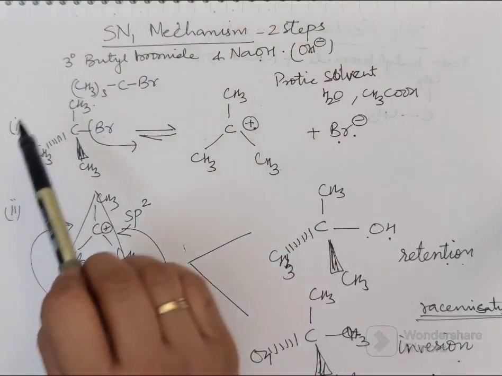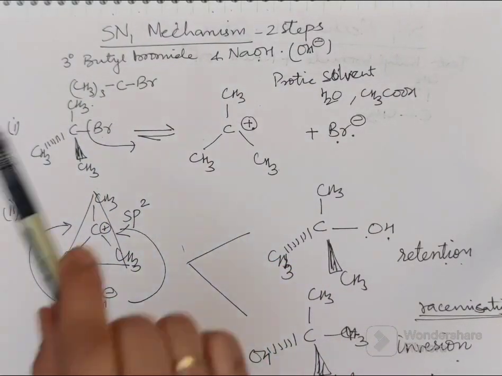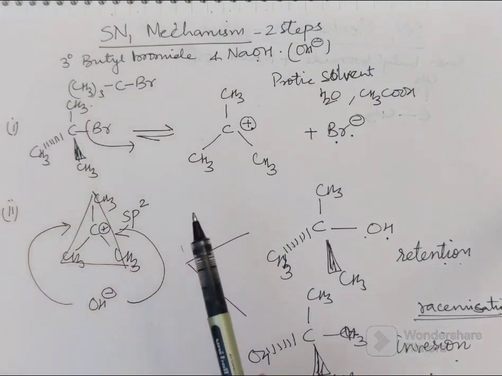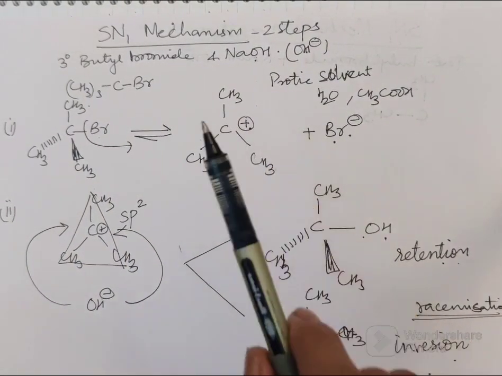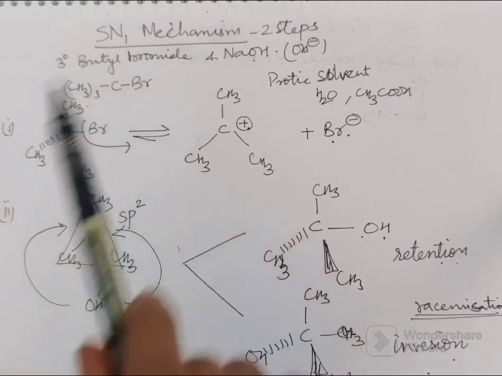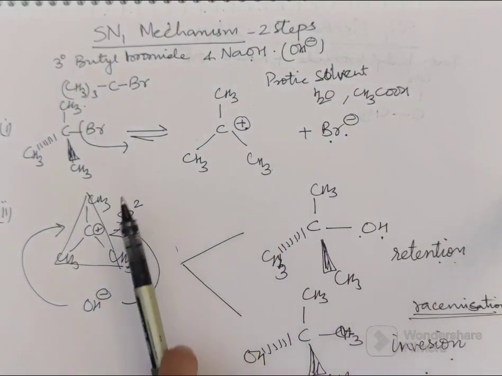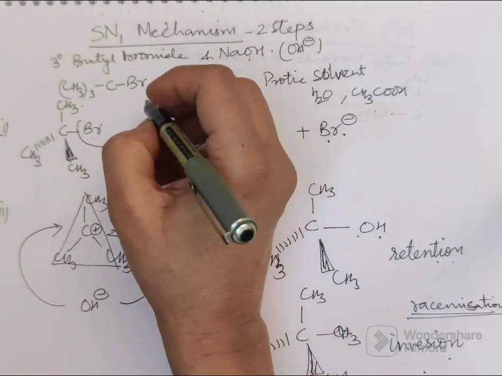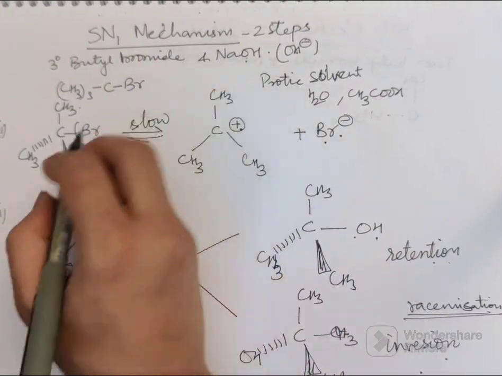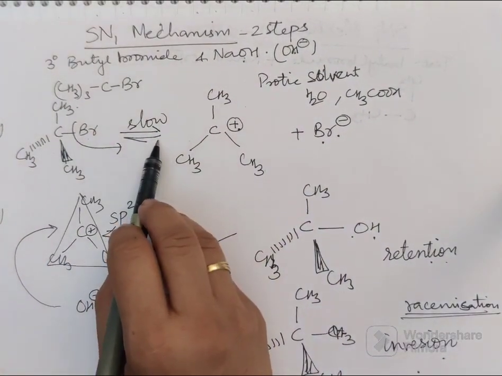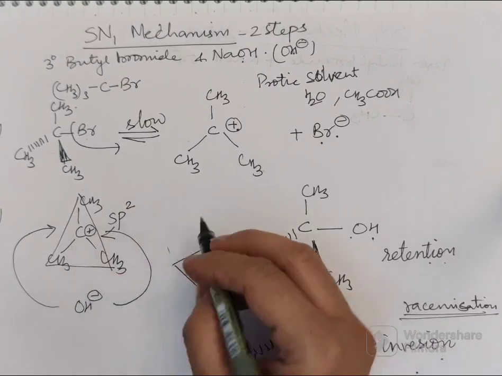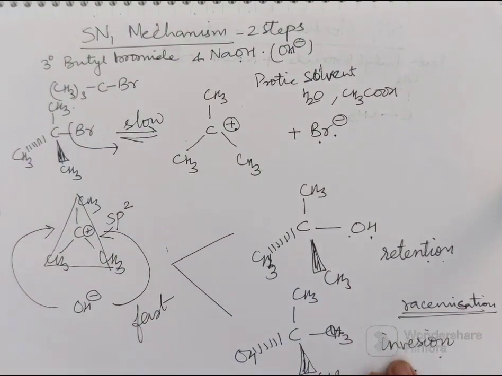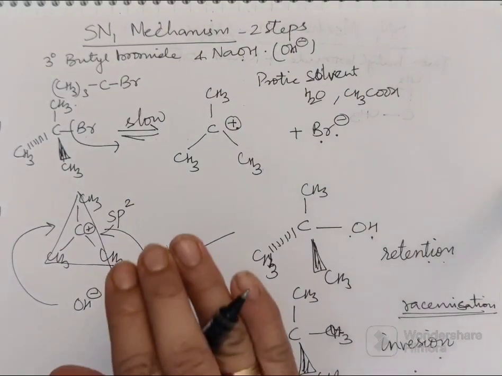Whatever reagent or reaction is given to you, look at the compound which is given. If its carbocation is stable, it will follow SN1. If its carbocation is not stable, it will not follow SN1. Now this reaction has a slow step. It takes place in 2 steps, but the first step is the slower one. This attack of the nucleophile is a fast reaction, and the rate of a reaction is given by the slower step.